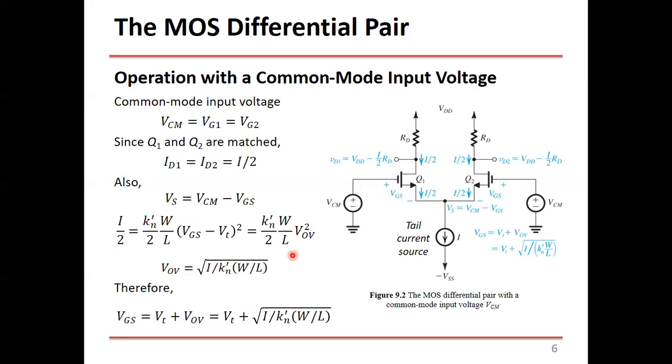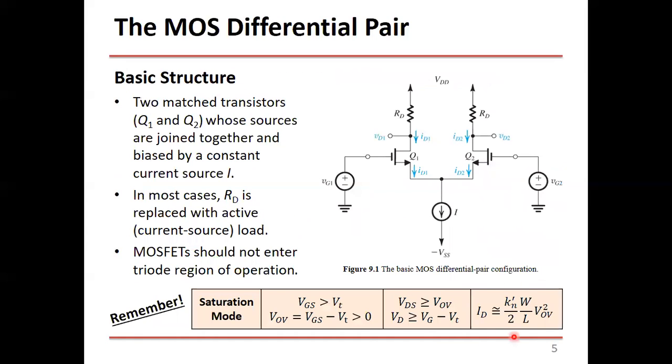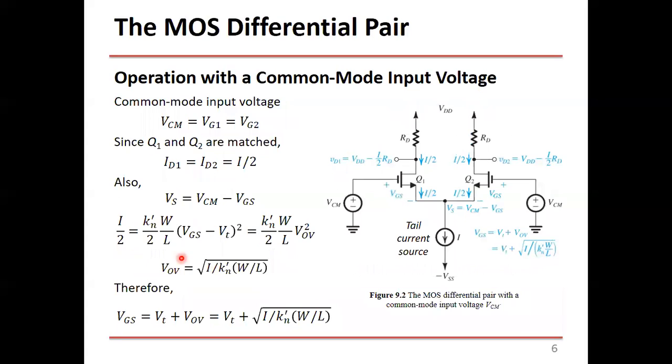Now let's go back to the current. Remember the current equation? We said the current ID of any of the MOSFET transistors equals this constant times V overdrive squared. So let's apply this here. How much is ID? ID is I over 2, so whether it's ID1 or ID2 is the same. So it equals this constant times V overdrive squared, and V overdrive is VGS minus VT, so this is VGS minus VT squared.